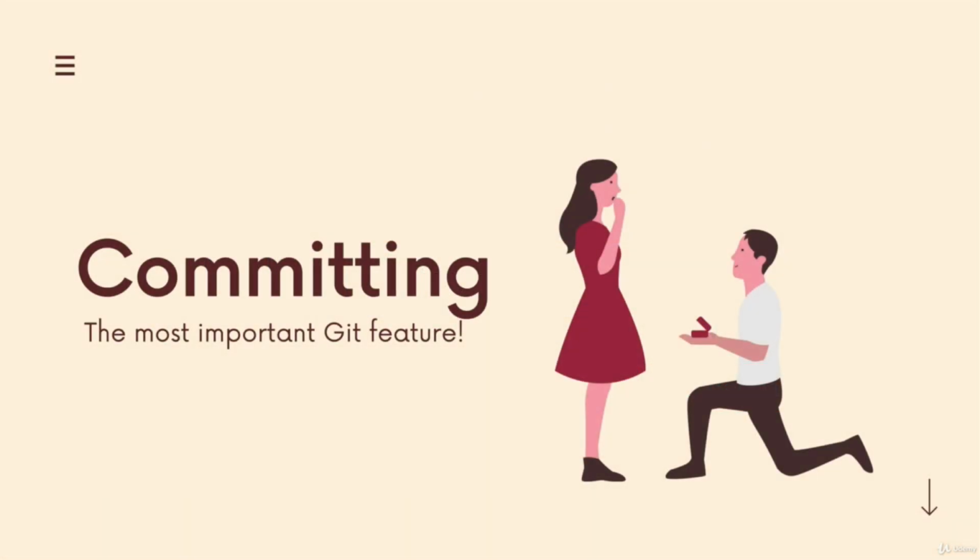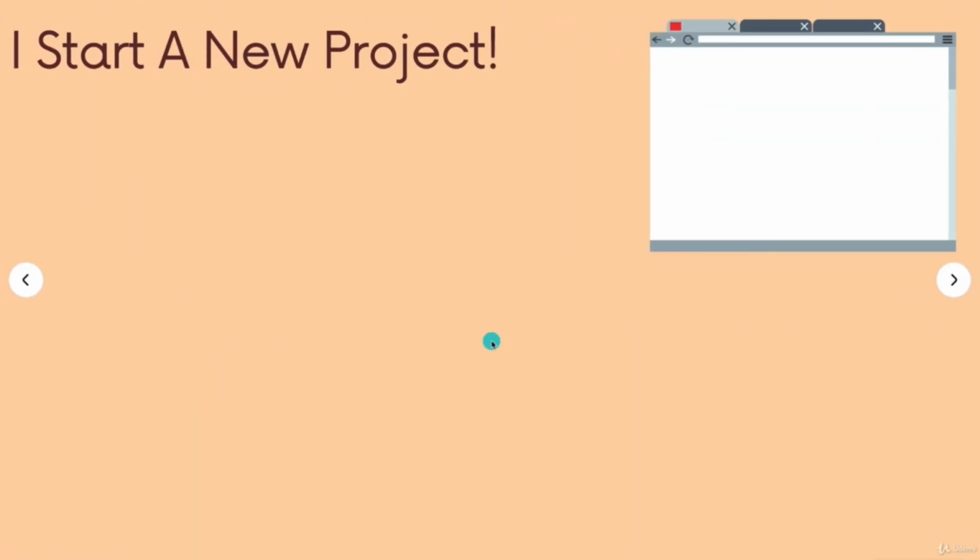So let's begin by answering a simple question. What is committing, or what is a git commit? Well, early in this course, I showed these slides. I spent kind of a long time making them. On the top right-hand corner, we have a website that I'm building.